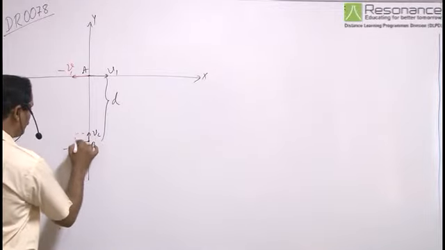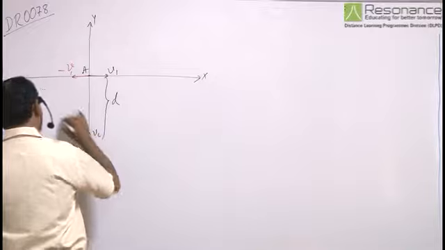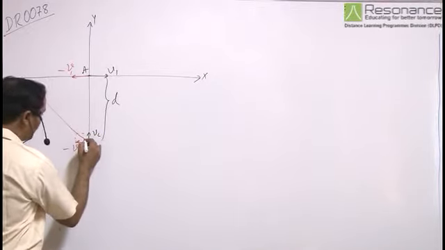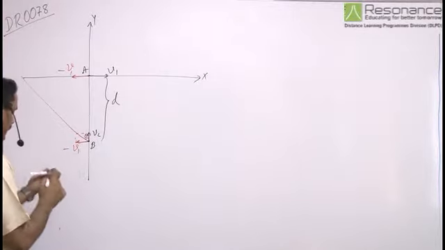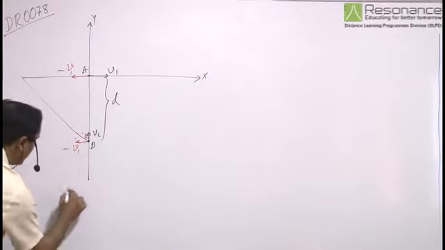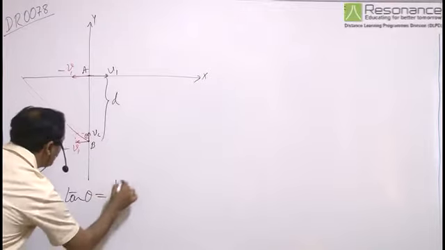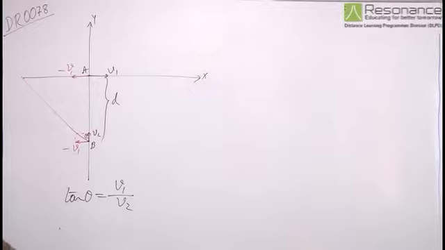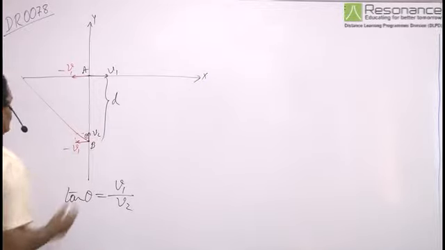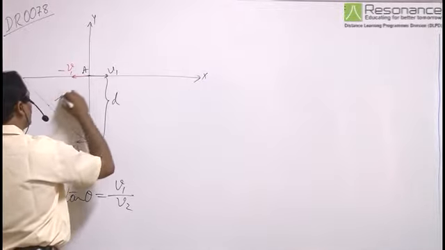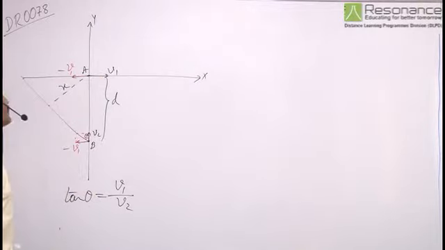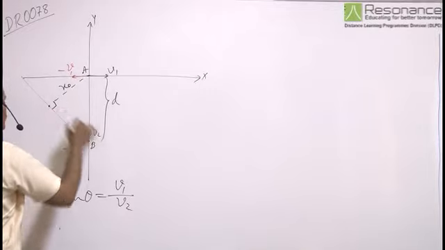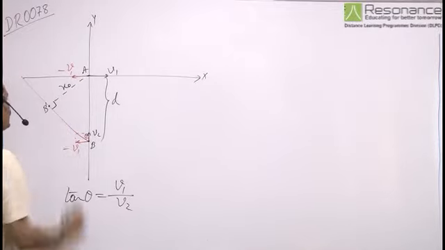So from here the relative velocity is obtained in this particular direction, and this angle theta is given by tan theta equal to v1 by v2. This is the value of tan theta. This distance is d, and let the perpendicular distance be some x naught between A and the point B along its trajectory.